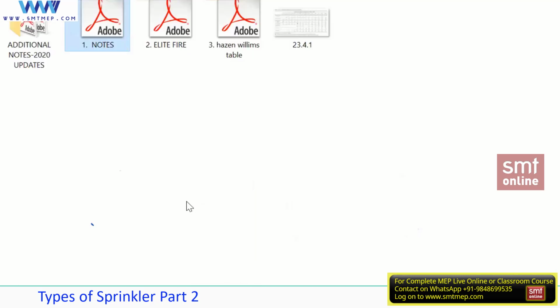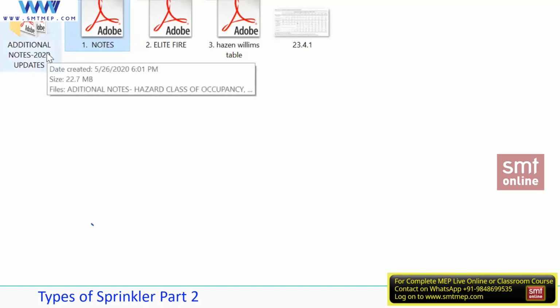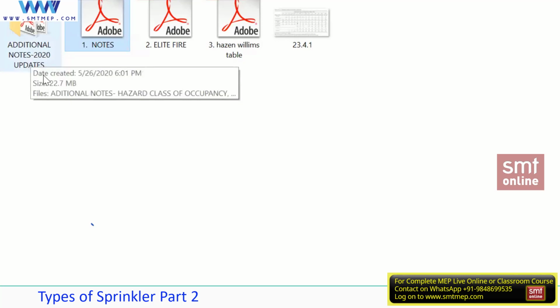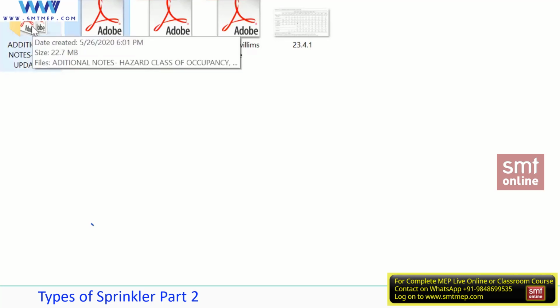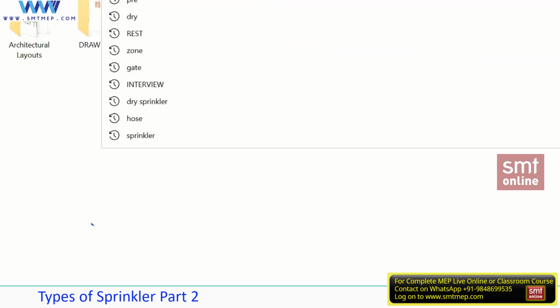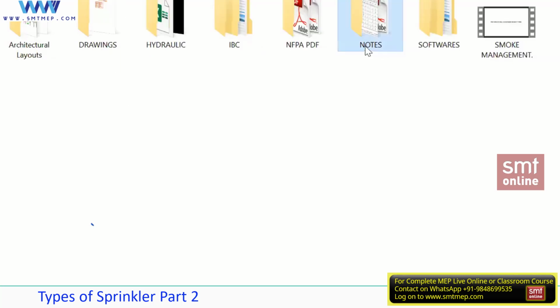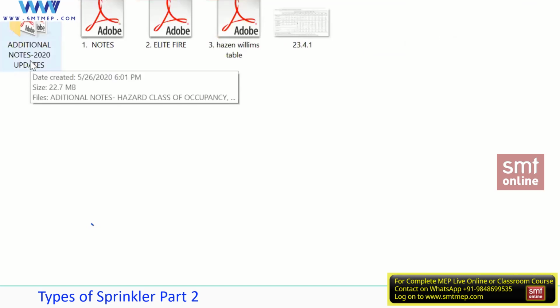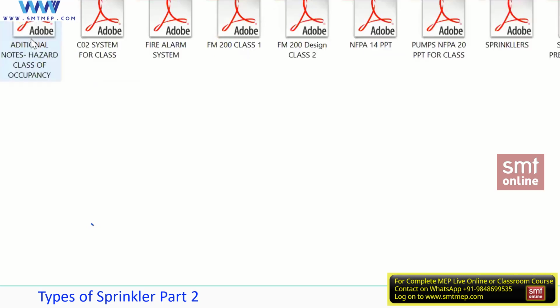But recently I added some more points for this topic and some other topics, which you can find under the additional notes 2020 updates. You can verify this folder, FF data 2020 document 03 2020. Now open these notes, and in the additional notes folder you can find the PDF sprinkler, and these are the additional PDFs for other topics that we will also use in this training program. These are the updated notes.